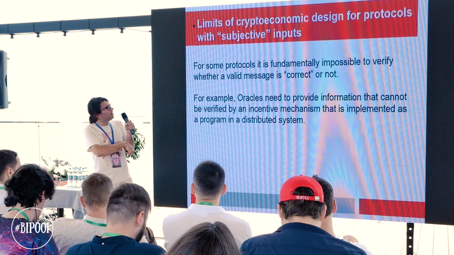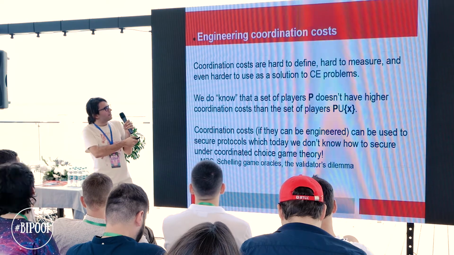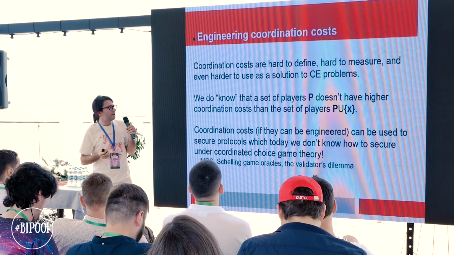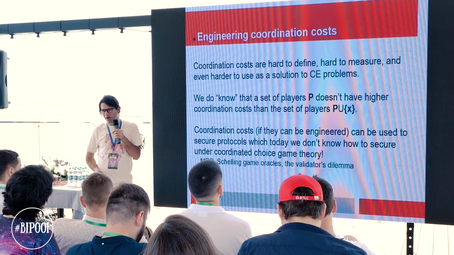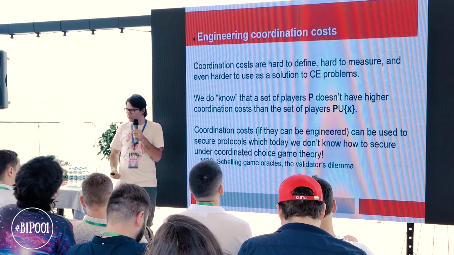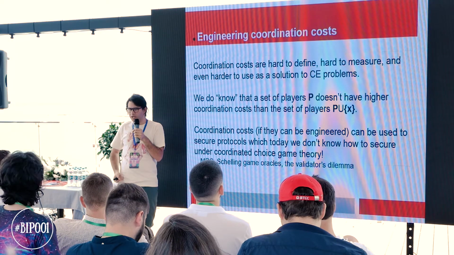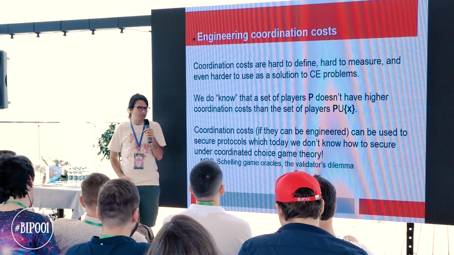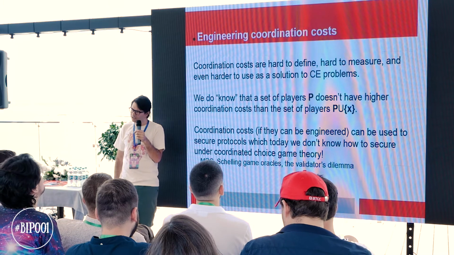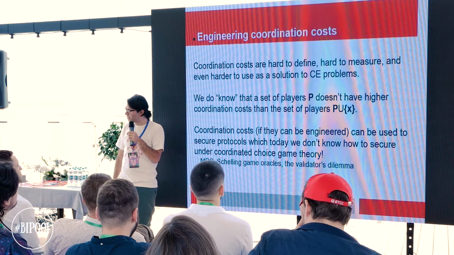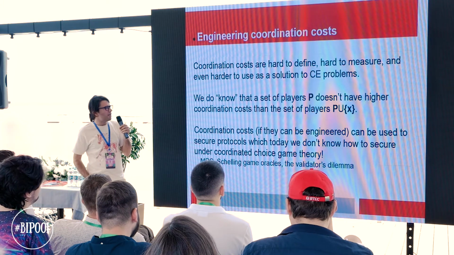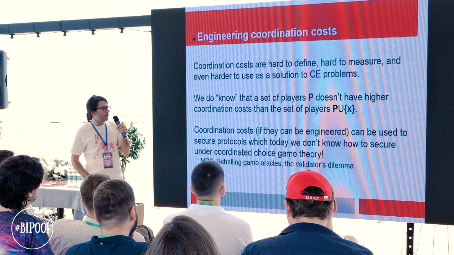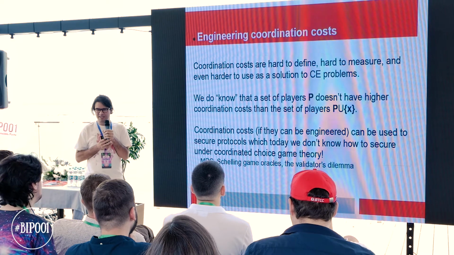Here we go. And this is the best for last. This is one of the deepest, most fundamental problems in mechanism design for distributed systems, and also mechanism design more broadly. Can we create coordination costs? Well, coordination costs are hard to define, hard to measure, and super hard to engineer. Super hard to guarantee coordination costs. But if we could, then we can solve a whole bunch of problems that we can't solve right now.